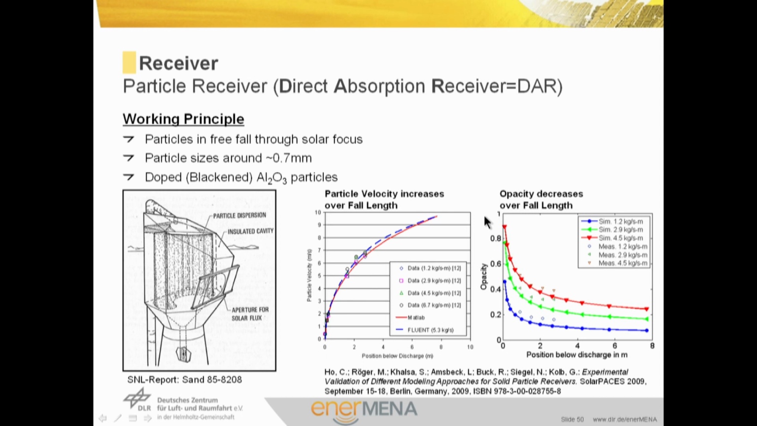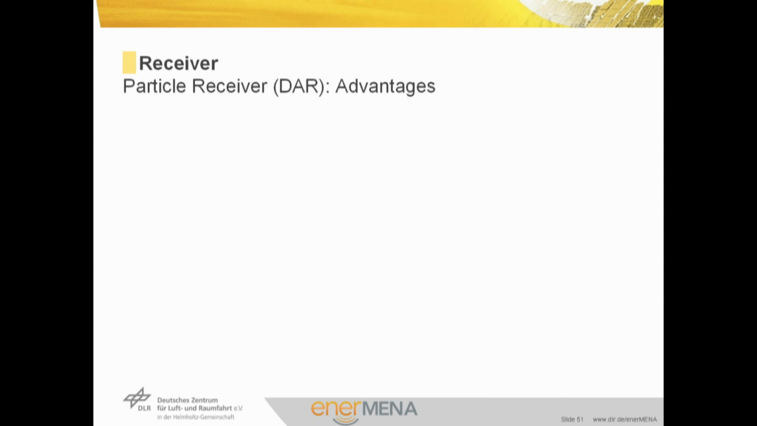This leads to the fact that we have lower opacities or absorptance of the curtain with higher distance to the discharge position. This is the right figure. Also, a dependence of opacity on mass flow rate is shown.